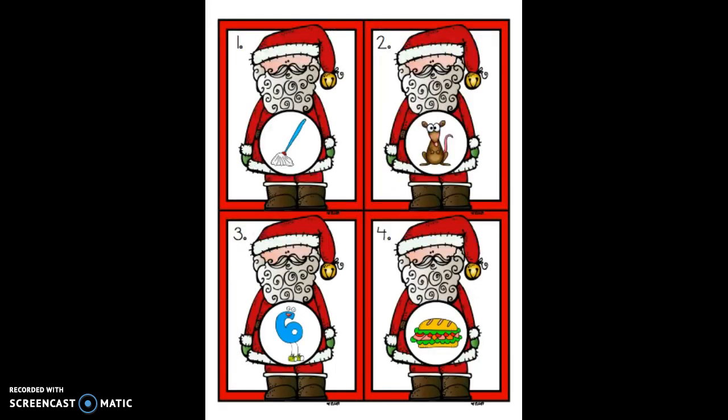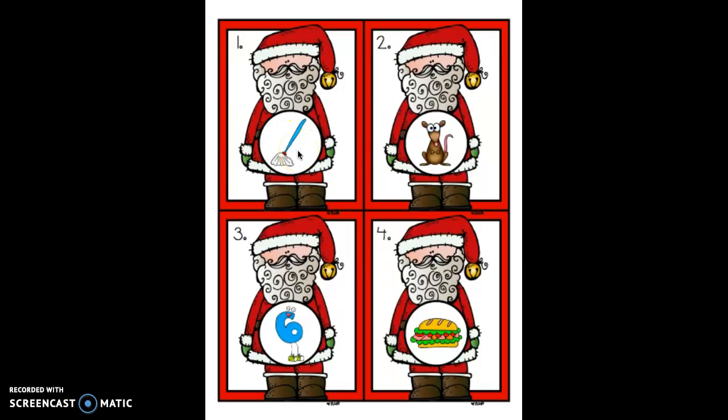Look around your classroom or pod, and you will find these Santas all over the place hanging up around the room. When you find a Santa, look at which one you found. This one's number 1. Then you're going to say the word. Look at the picture inside the circle.